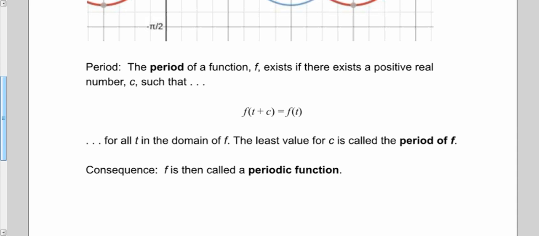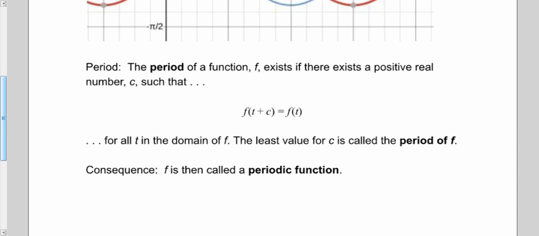So, the period of a function, I'm going to call that function f, exists if there exists a positive real number that I'm going to call c, such that f of t plus c equals f of t for all t's in the domain of f. The least value for this c is called the period of f. Consequently, if f is so, then it's called a periodic function. Okay, so let's unpack what that definition means.